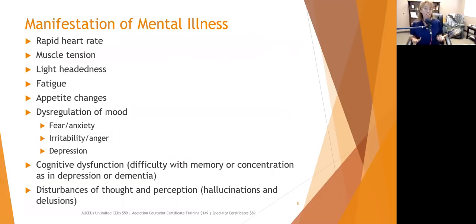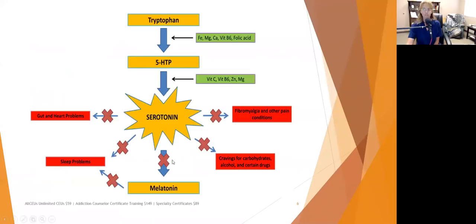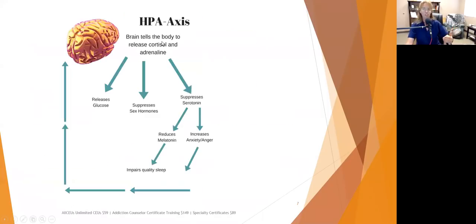You may have appetite changes. Some people have no appetite at all. Food just makes them sick. Other people start craving carbohydrates and things like that. Remember on that last slide, if you don't have enough serotonin, you may start having cravings for carbohydrates, alcohol, and certain drugs. Well, when you're under stress, your body is suppressing serotonin. So guess what? You may start craving carbohydrates especially.